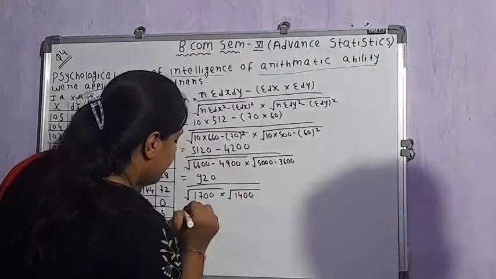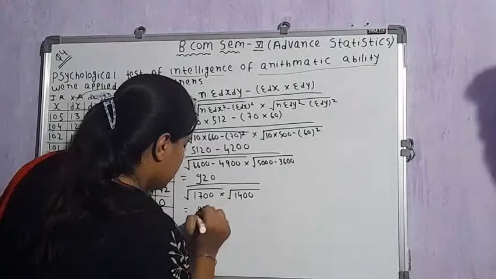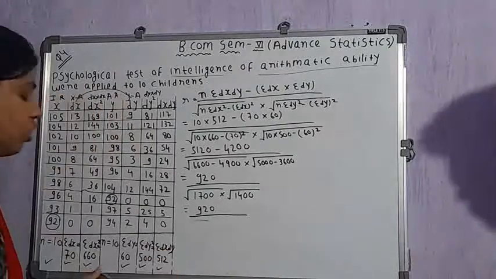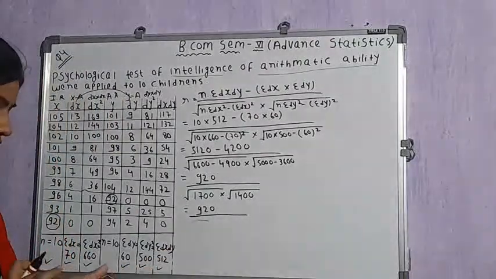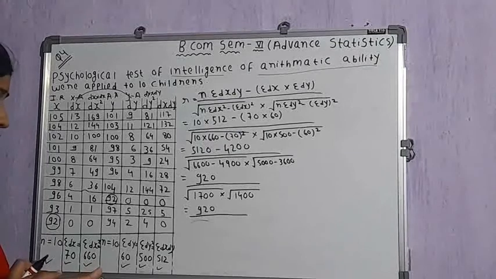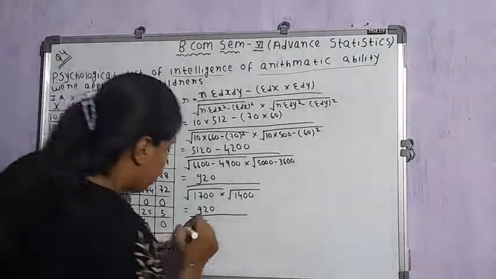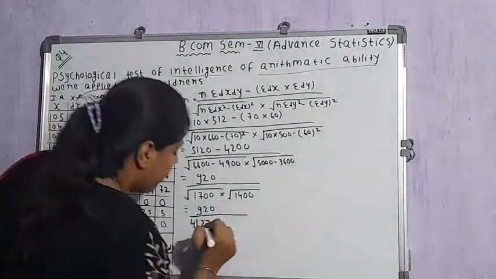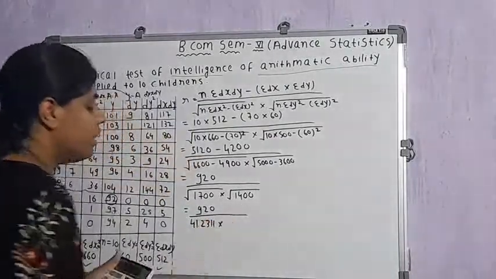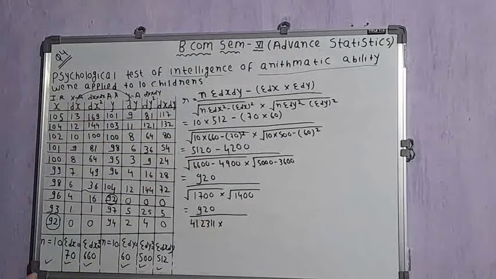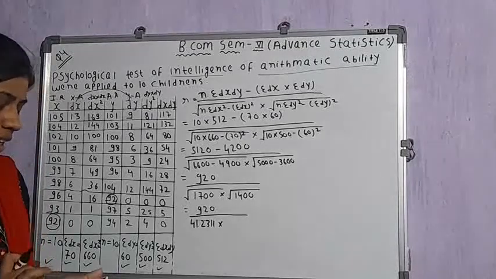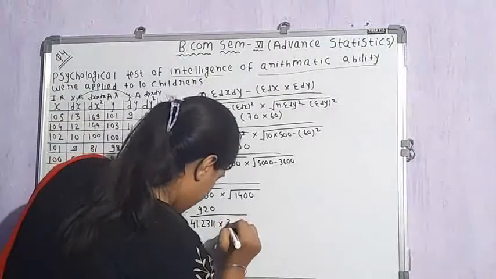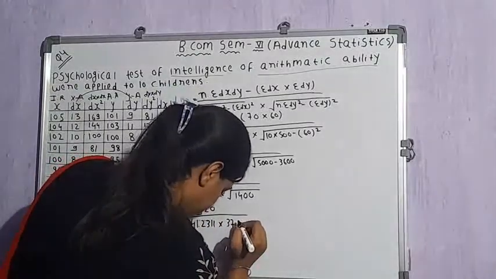Okay. Then again 920, then under root of 1700. So how will we calculate under root of 1700? We will simply put 1700 on the calculator and then press the button of under root. So we will get 41.2311. Okay. Then into under root 1400. How will we calculate the value of under root 1400? We will simply write 1400 on the calculator, then press the button of under root. So we will get 37.4166.